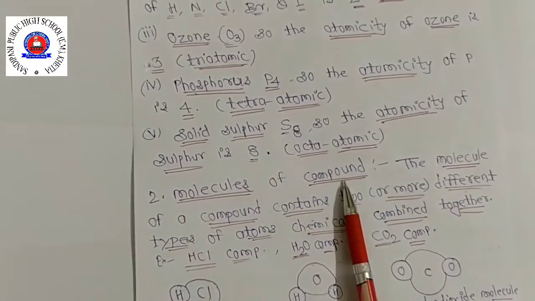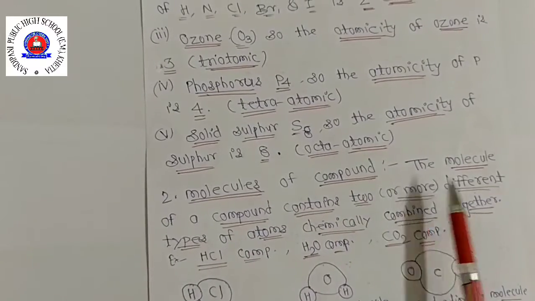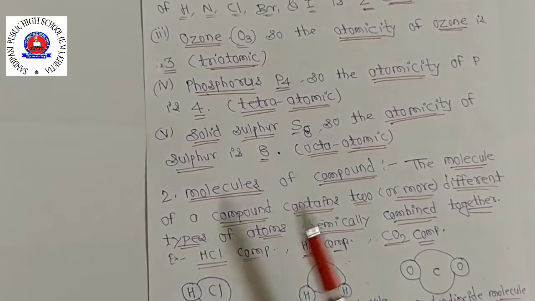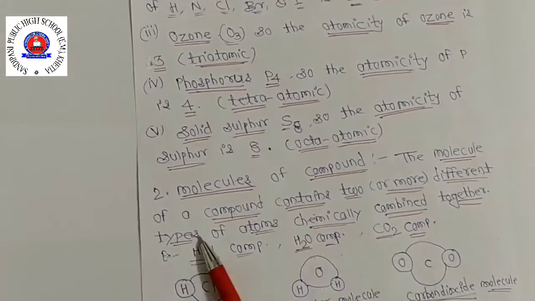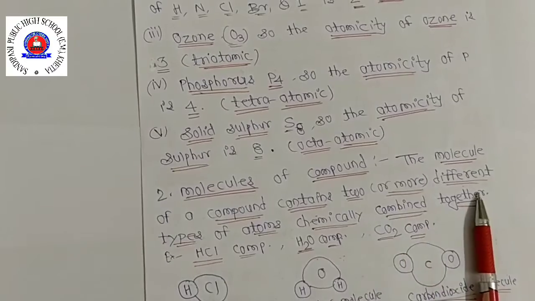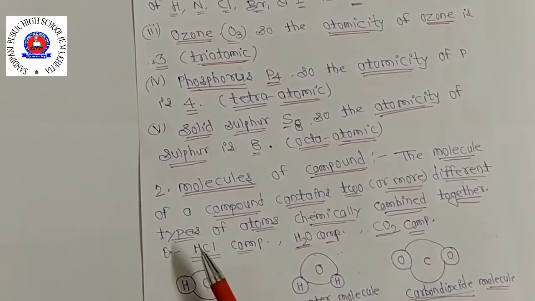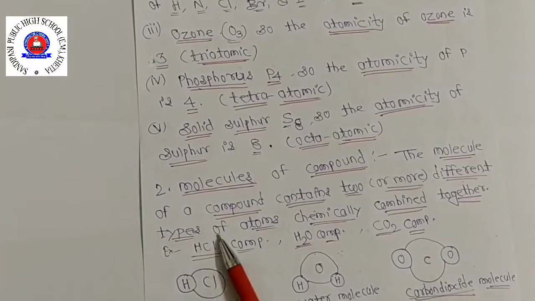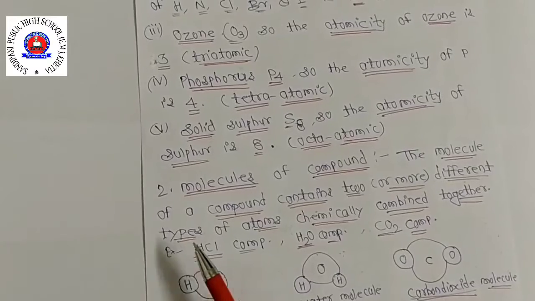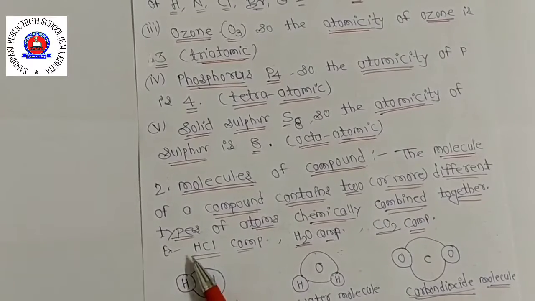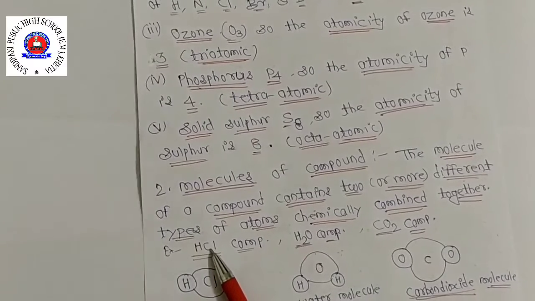Molecules of compound. The molecules of a compound contain 2 or more different types of atoms. अब इसमें different, आपने यहाँ पे देखा था same atom रहते, but यहाँ पे different types of atoms chemically combined together. They are chemically combined. For example, hydrogen chloride is a compound. ये एक compound हो गया. The molecule of hydrogen chloride contains 2 different types of atoms, hydrogen and chlorine. Clear this one?